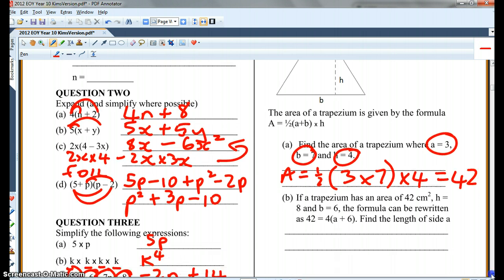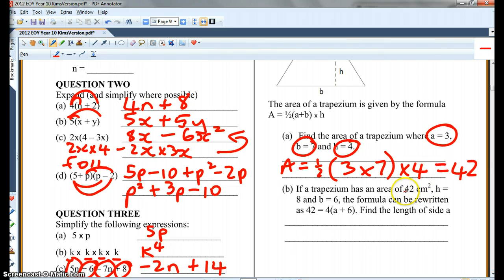Oh, look at that. If a trapezium has the area of 42 centimetres squared, it's kind of the matchy-matchy thing happening. Height is 8, base is 6. The formula can be rewritten as 42 equals that. Find the length of side A. So 42 equals 4 times A plus 6. So A plus 6 has to equal what?